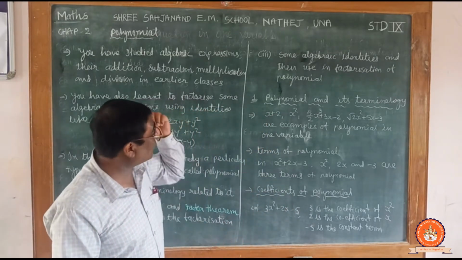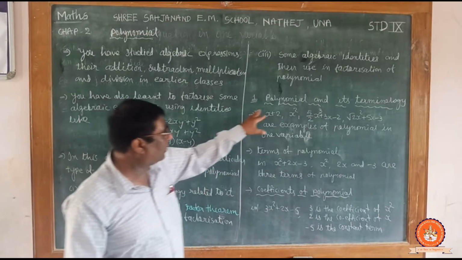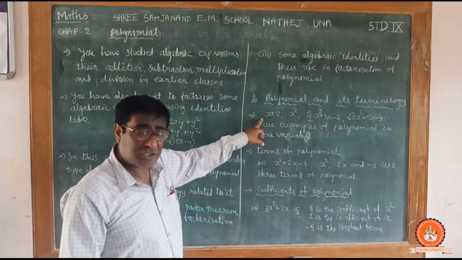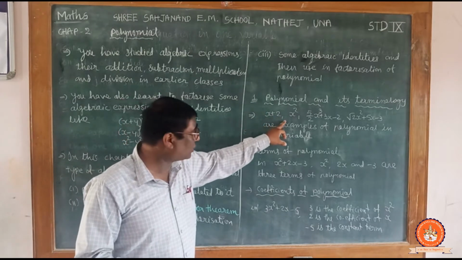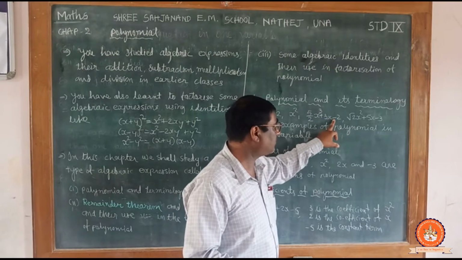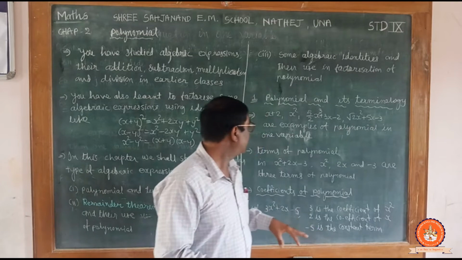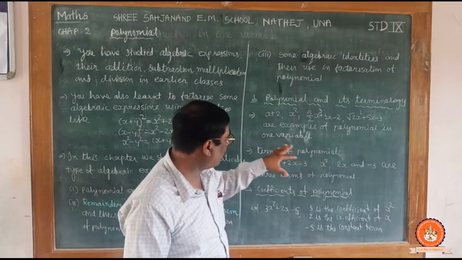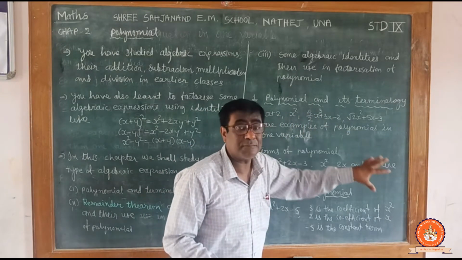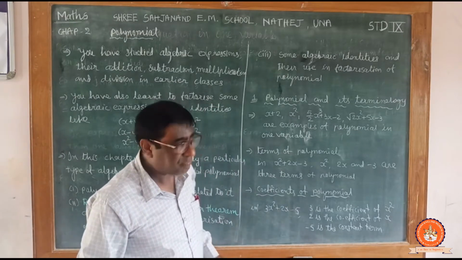Okay. Now the first point we start is polynomial and its terminology. x plus 2, x square, 5 by 2 x square plus 3x minus 2, root 2 x square plus 5x minus 3 are examples of polynomials in one variable. These are the polynomials that we are going to learn about.